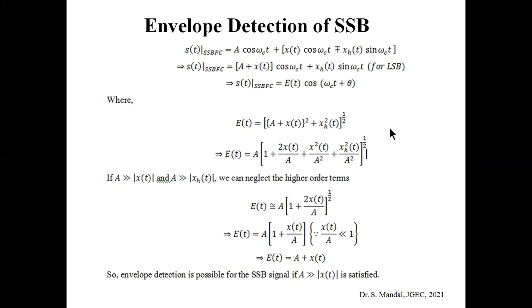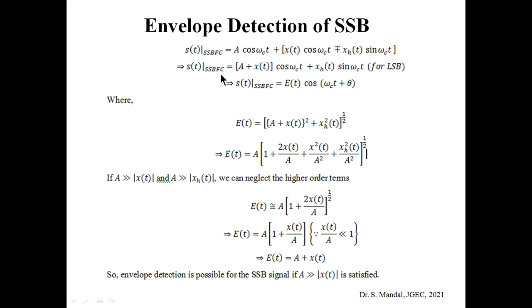If you are considering SSB-FC, that means a carrier term is present. So the equation for the SSB-FC will be written as A cos omega ct plus x(t) cos omega ct minus plus x_h(t) sin omega ct. This is the equation for the SSB-FC. A cos omega ct is the carrier term or pilot carrier. This equation can be rewritten as A plus x(t) into cos omega ct plus x_h(t) into sin omega ct if we are considering the LSB.